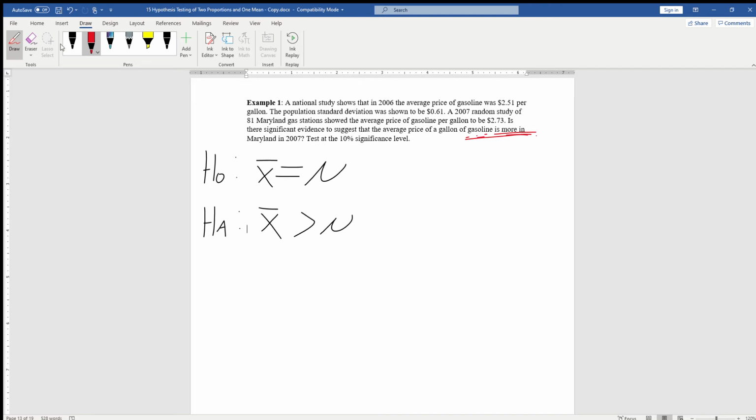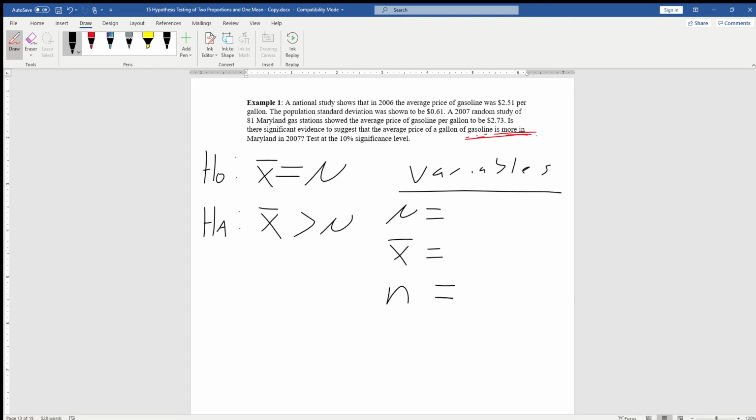We're going to collect some variables. We're going to need 5 of them. So the variables that we have are mu, X bar, N, sigma, and alpha. Mu is the population mean. That's the largest sample that we have, it's everybody included. In this case, in 2006, the average price of a gallon of gasoline was $2.51. So we're just going to say 2.51.